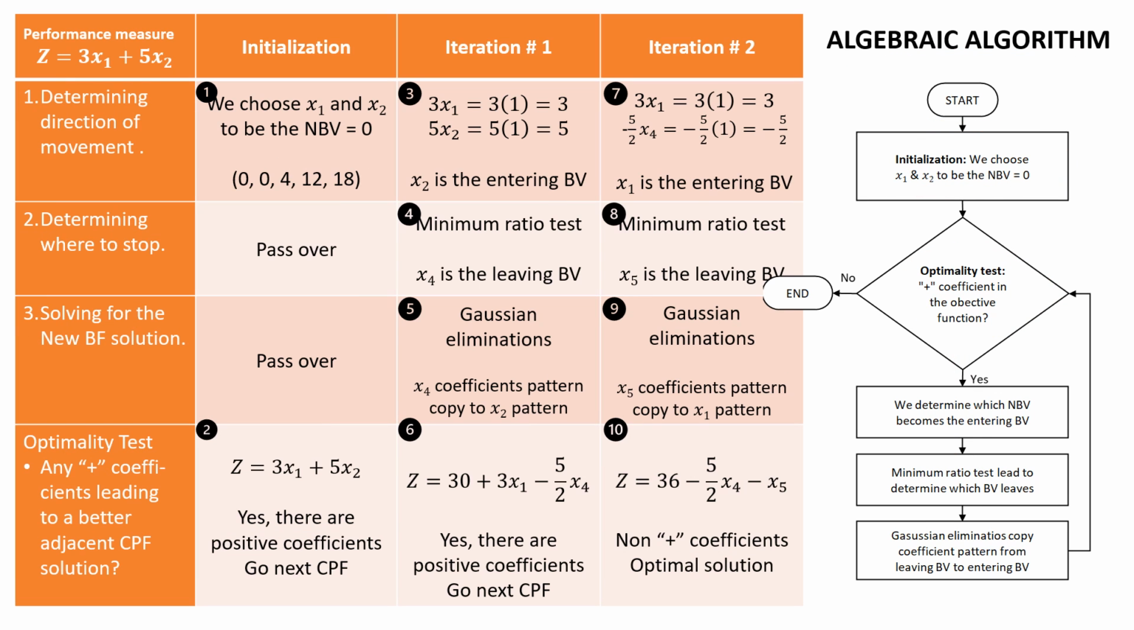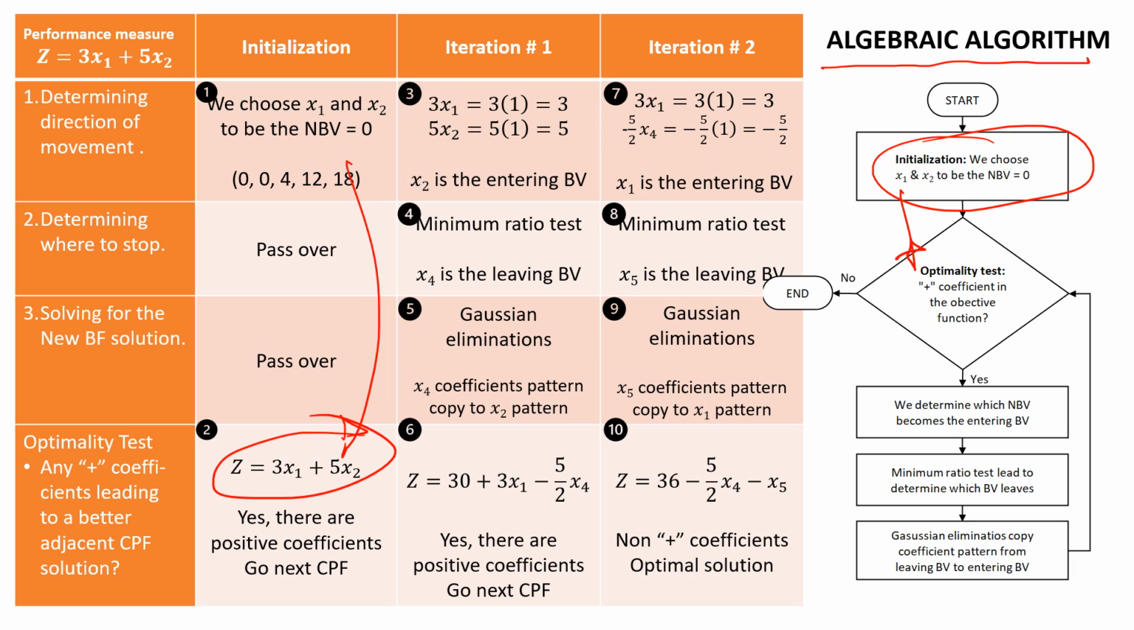Regarding the algebraic algorithm, we're also going to have more or less the same algorithm. We're going to have initialization, but at this point we're going to be choosing the (0,0) for x1 and x2, and we're going to be calling them non-basic variables. Then we jump directly to the optimality test, and here we're looking for positive coefficients. If we still have positive coefficients in the objective function, then we start with the iterations.